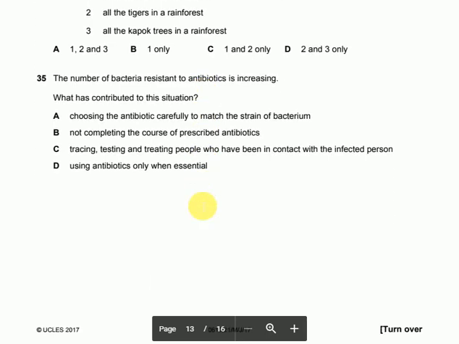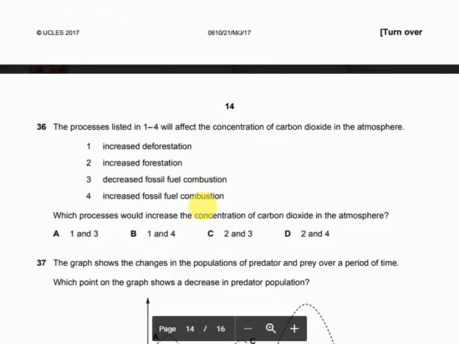Question number 35. The number of bacteria resistant to antibiotics is increasing. What has contributed? It is definitely not completing the course of prescribed antibiotics, because the other reasons are actually not contributing to this specific situation of the number of bacteria resistant to antibiotics increasing. Moving on to question number 36.